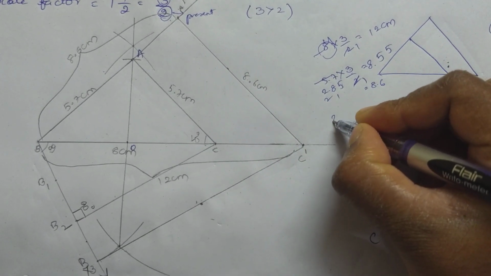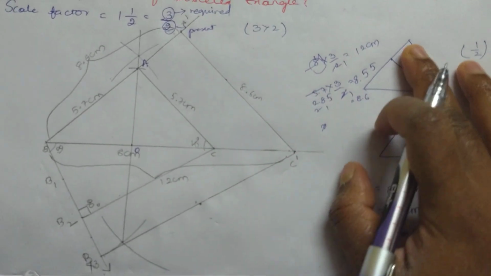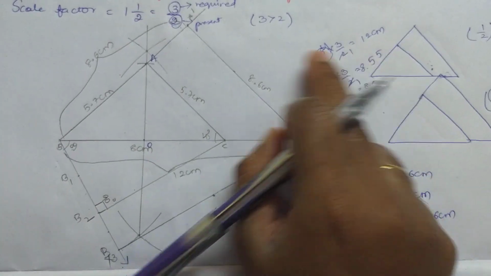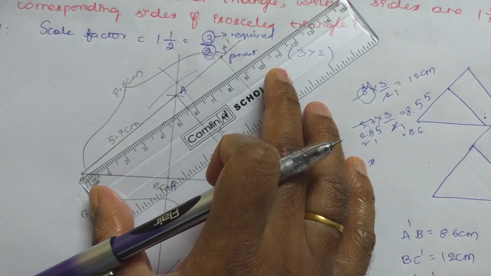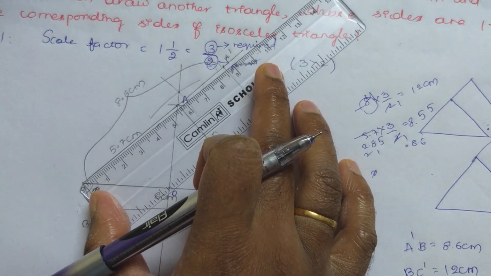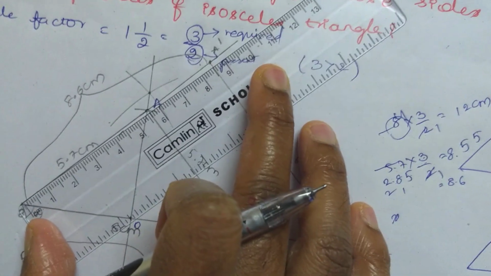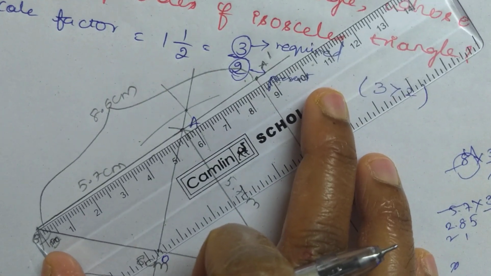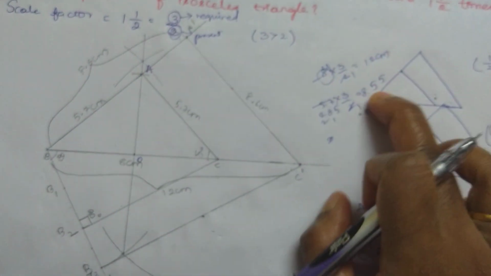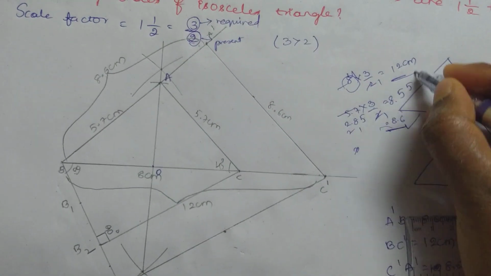So again, for 5.7 both sides you will get the same value. So for 5.7 you got the extended base as 8.6. See, I'll show you. From this base point till here it's exactly 8.6, but 8.55 you can round off as 8.6. Okay, not an issue. So you got the correct measurements.